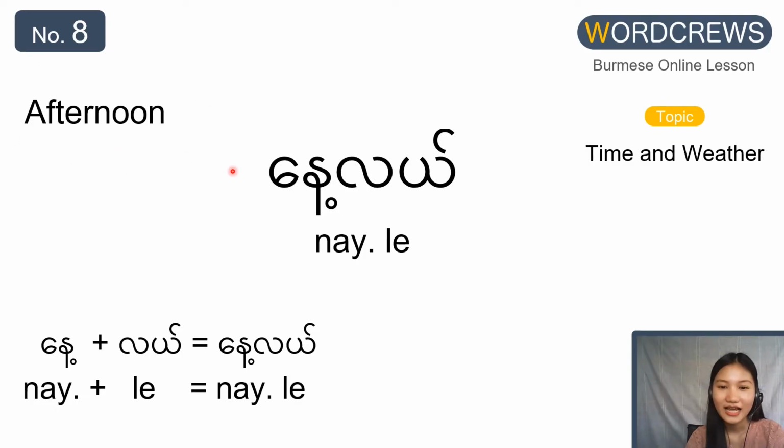Afternoon, nei-le. Let's see how to read it. The first one is a combination of Na and E, so we pronounce nei. And the next one is a combination of La and E, so we pronounce le. Altogether, nei-le. Afternoon, nei-le.